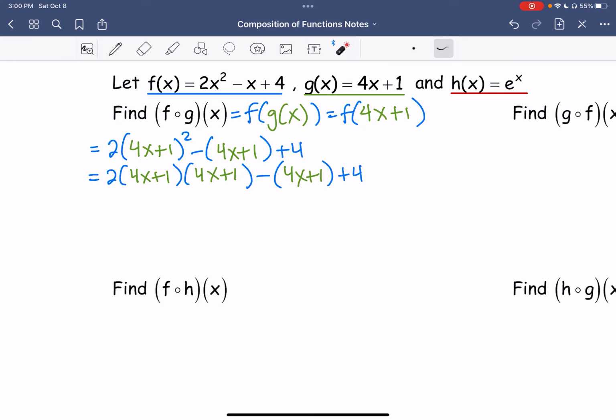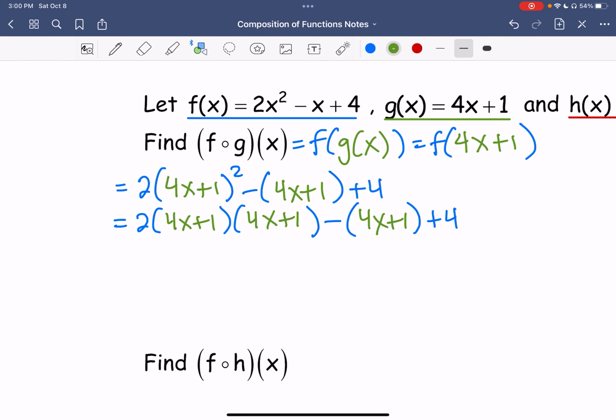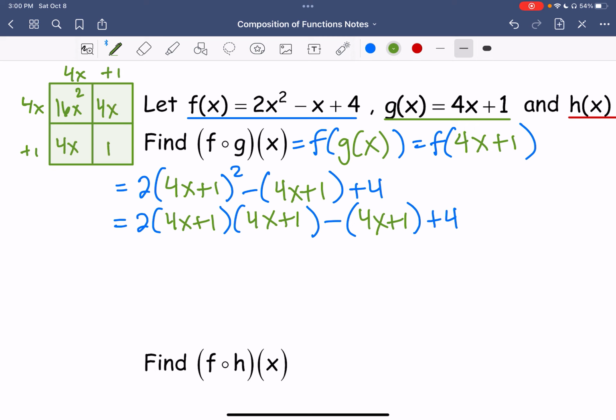All I've done is take the 4x plus 1 squared and write those factors out two times. Now to multiply two binomials, you can use the box method. You can also use FOIL. If you prefer to use FOIL, we get the same answer in the end. So our two factors are 4x plus 1 and 4x plus 1, okay? 4x times 4x is 16x squared. 4x times 1 is 4x, and 1 times 1 is 1. You have like terms to add, so 4x plus 4x is 8x.